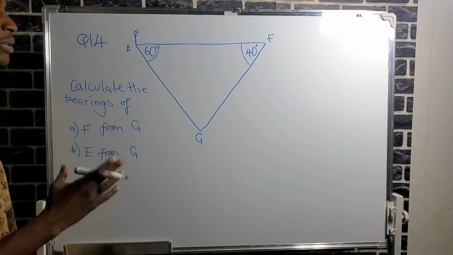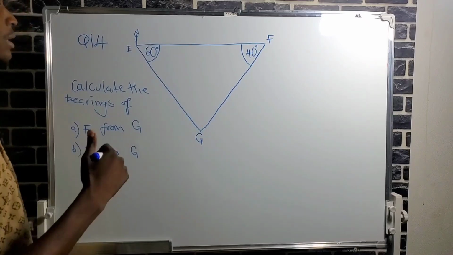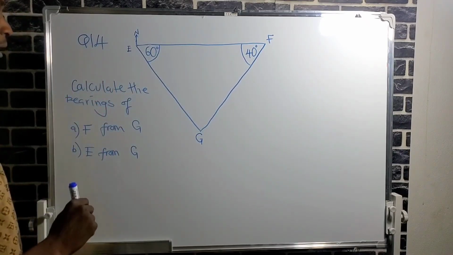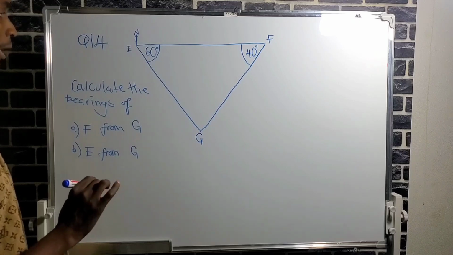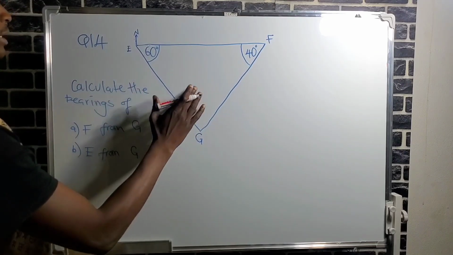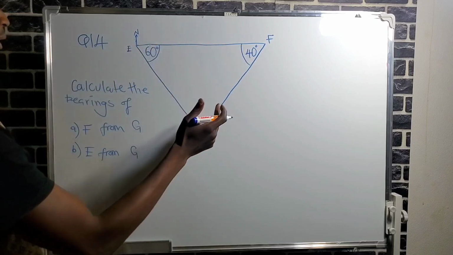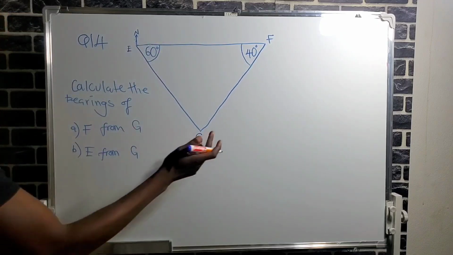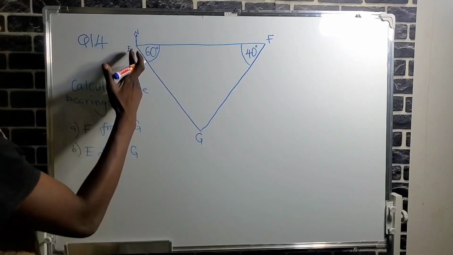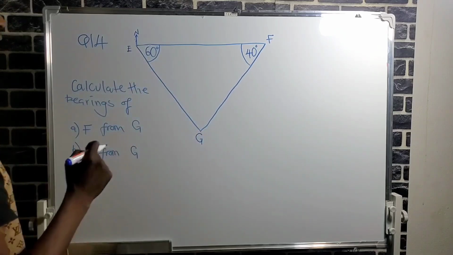In this video, we're going to answer a bearing question. This is 2018 paper 1. So this is the diagram we were given. This is a triangle, and you are asked to find the bearings of F from G and E from G.